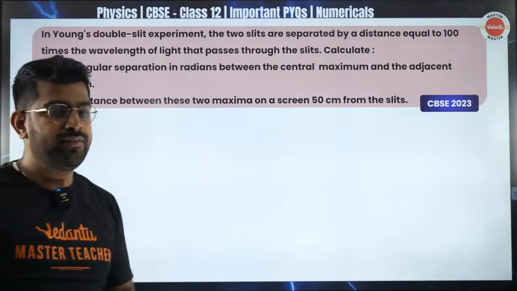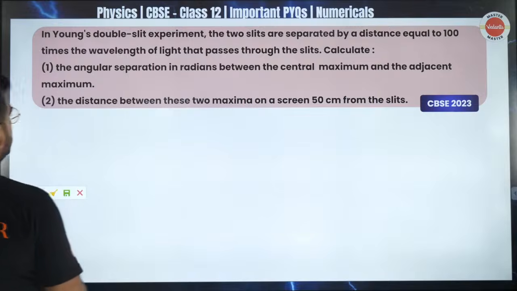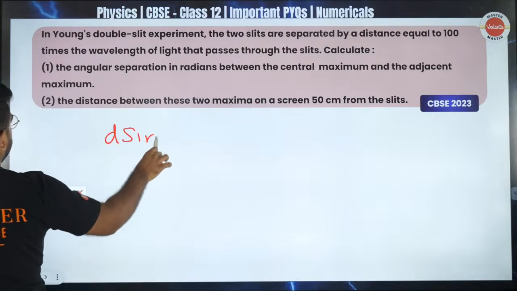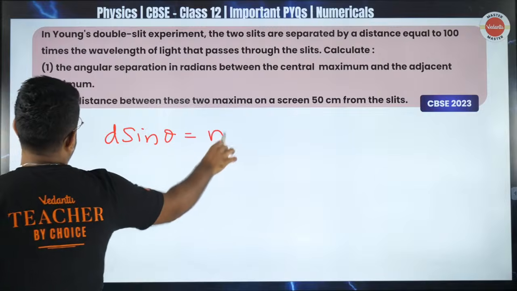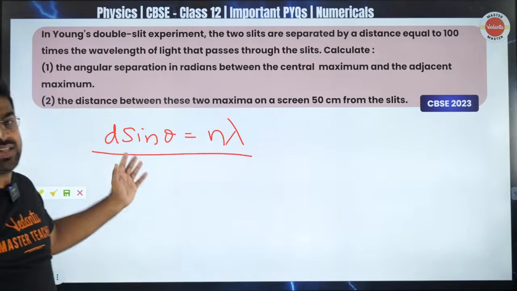Okay, very good, great. So angular separation is d sin theta equal to n lambda. See, that is the formula for finding your angular separation.